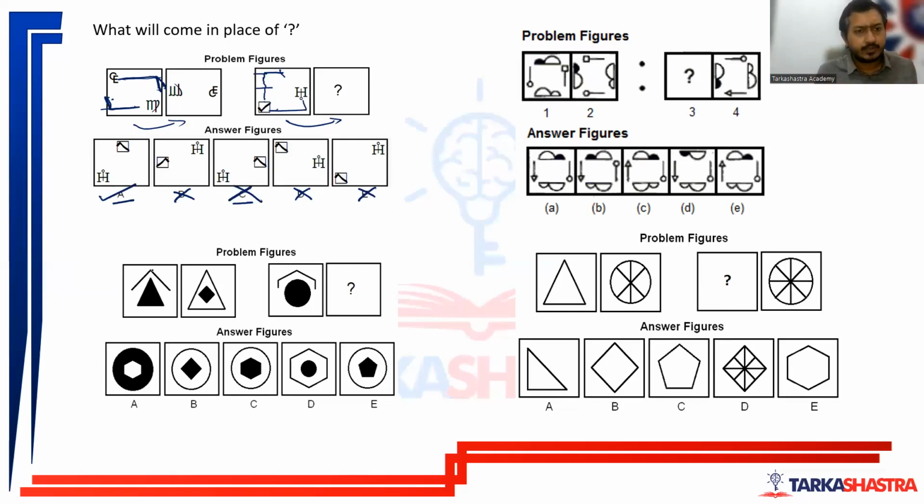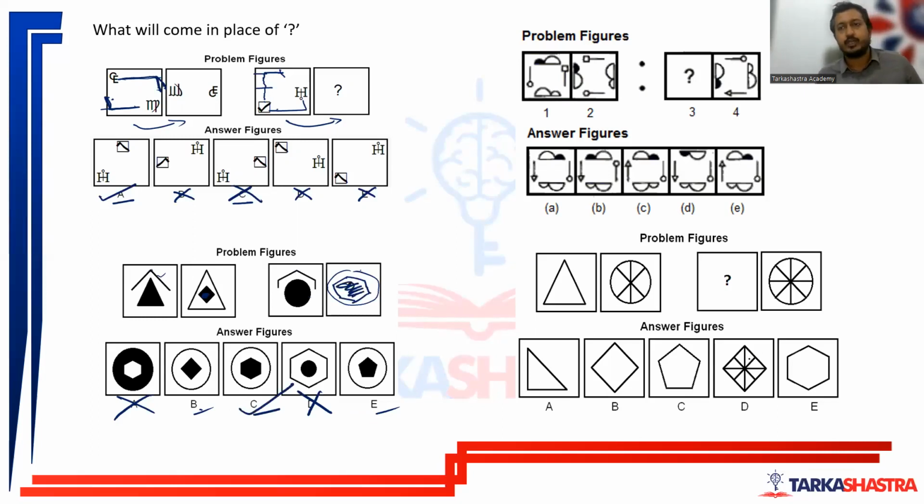What is happening? Okay, so this outer figure, which is half, is becoming full and getting shaded. And this inner figure is getting out and getting unshaded. So this circle will get out and be unshaded. Unshaded circle, so E is eliminated. Now this is half of hexagon. Half of hexagon will look something like this after completion, and it will be completely shaded. So C option is correct.